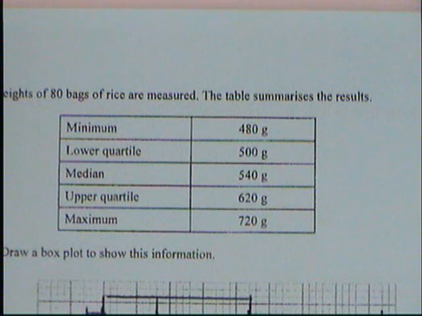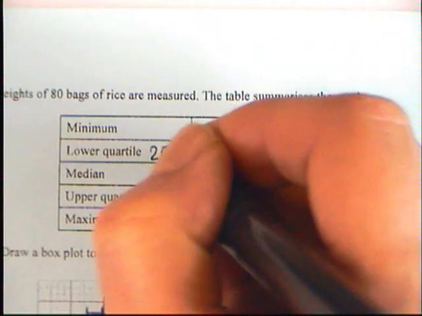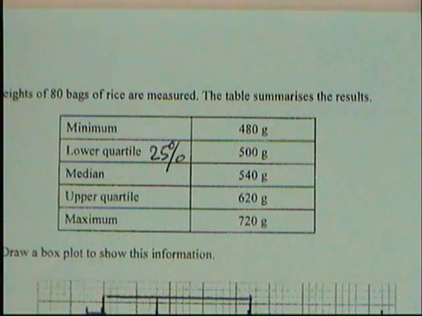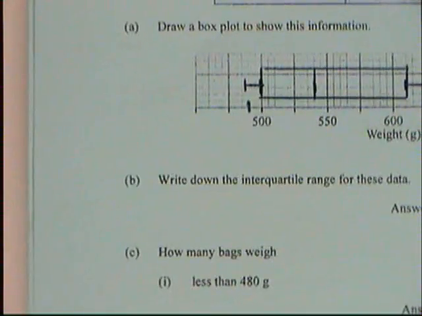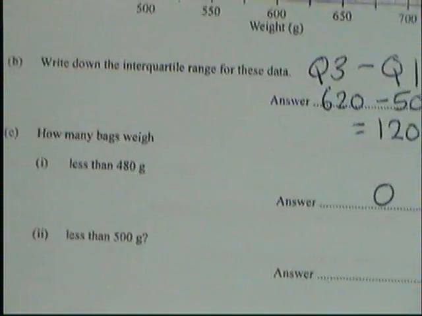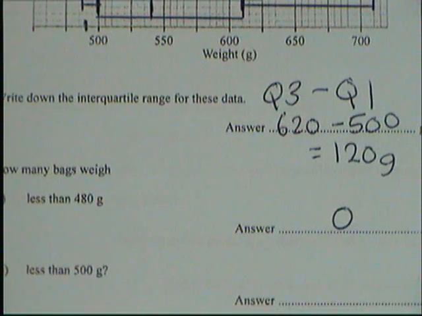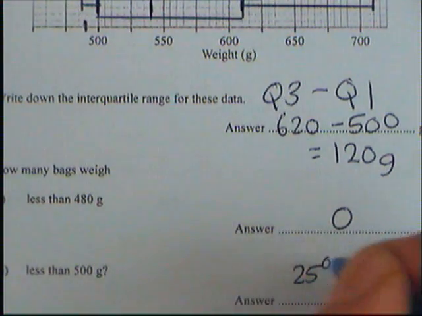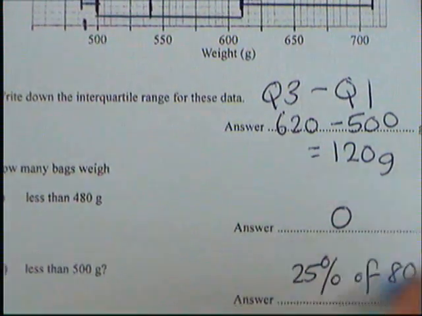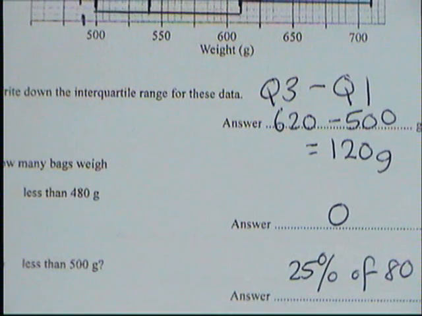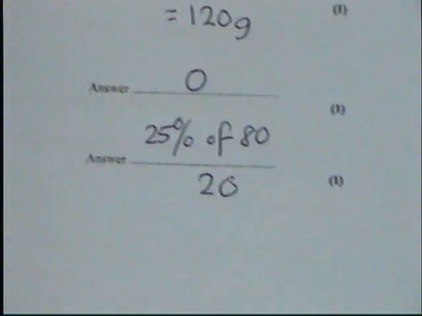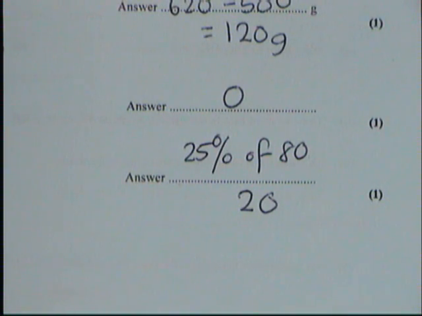And the lower quartile is 500. And quartile should make you think of a quarter. That means the first 25%. So up to here is 25% of the data. And 25% of the 80 bags, well, a quarter of 80 is 20. So 20 bags must weigh less than 500 grams.